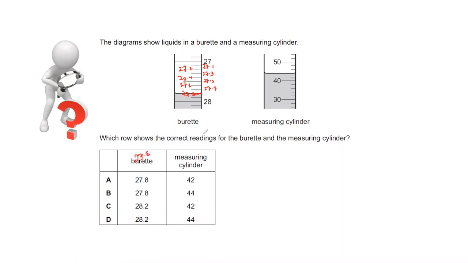So the burette is 27.8. What about the measuring cylinder? As you can see, between 30 and 40 there are 5 lines, so each line represents 2. So this will be 32, 34, 36, 38 and then 40. Then this will be 42 and the second line will be 44. So the measuring cylinder reading is 44 and the burette reading is 27.8. So the correct answer is B. Is it clear to everyone? A burette reading is from top to bottom, whereas measuring cylinder readings are from bottom to top.